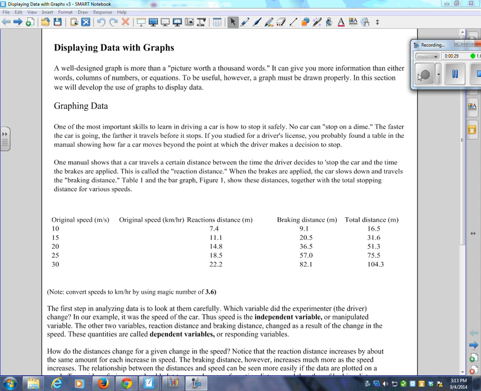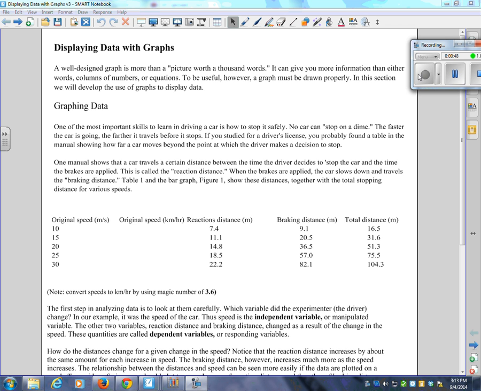So a well-designed graph is more than a picture with 1,000 words. It can give you more information than either words, columns of numbers, or equations. To be useful, however, a graph must be properly drawn. In this section, we'll develop the use of graphs to display data. Graphing data. One of the most important skills to learn driving a car is how to stop it safely.